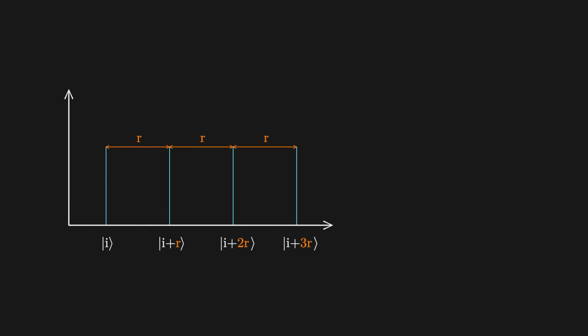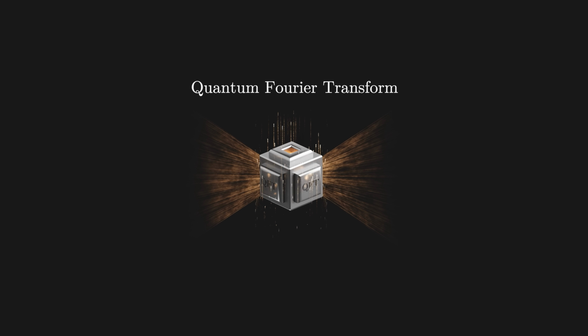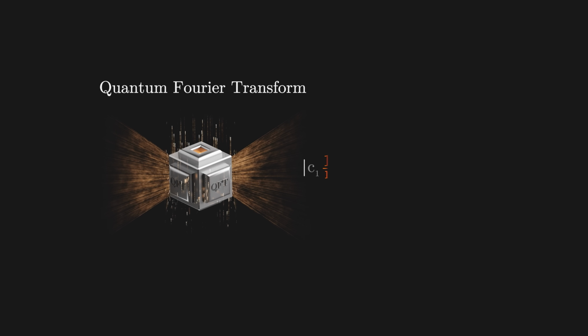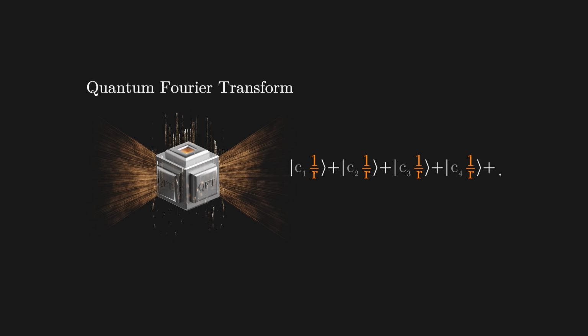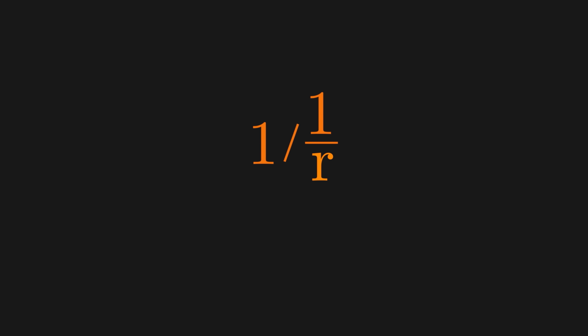If we now apply the quantum Fourier transform to this superposition of states, and I'm simplifying a little here, we will be left with states containing 1 over r. So all that's left to do now is perform a measurement and find r by inverting it. And that's it for the quantum part.